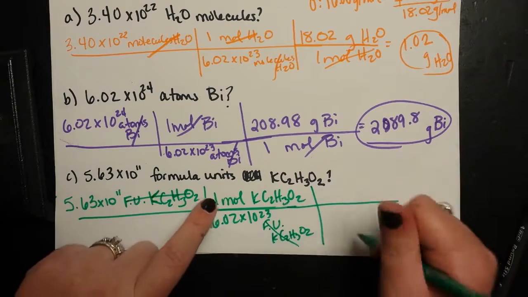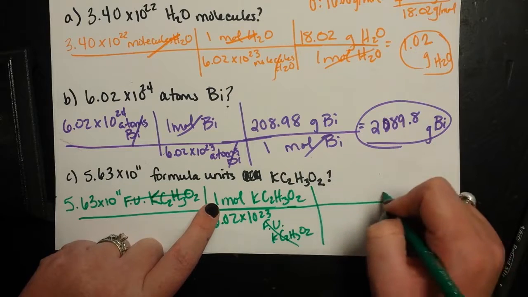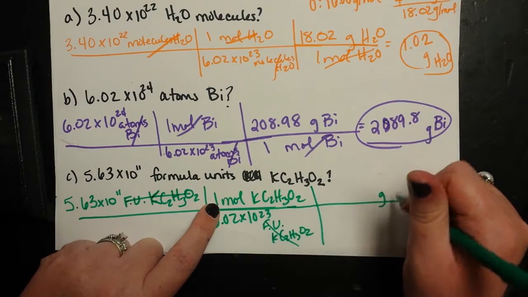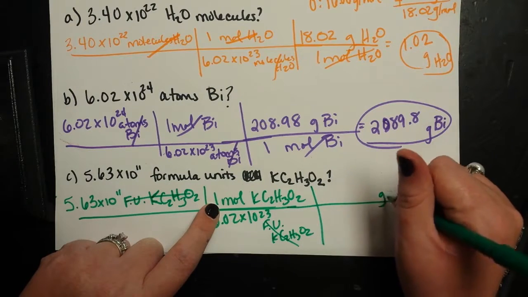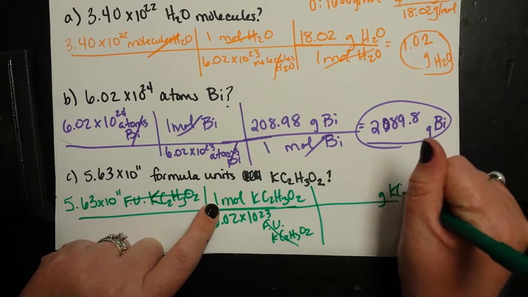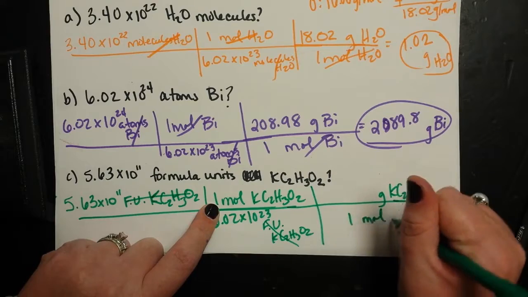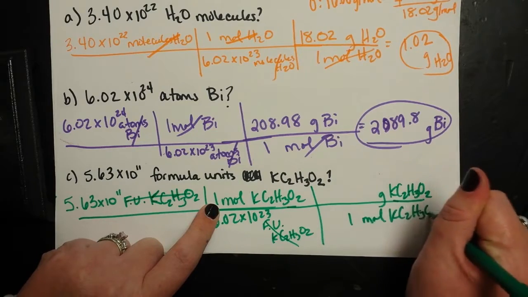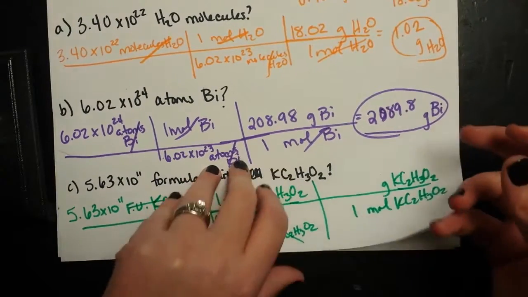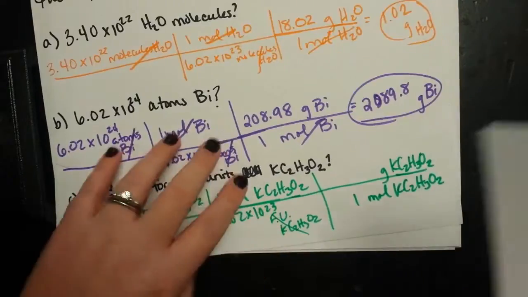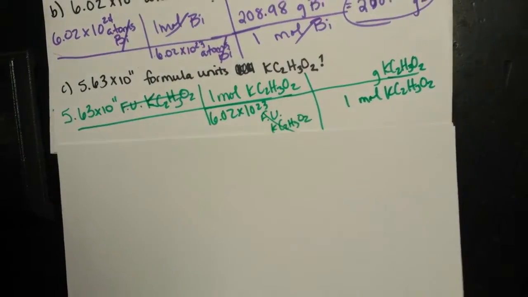But again, I need to get to mass, so I need to multiply by molar mass. So I need to calculate the molar mass of potassium acetate. And I'm going to use a separate sheet of paper for that. KC2H3O2, and there's 1 mole. Okay, so let's grab a sheet of paper and calculate the molar mass of potassium acetate.